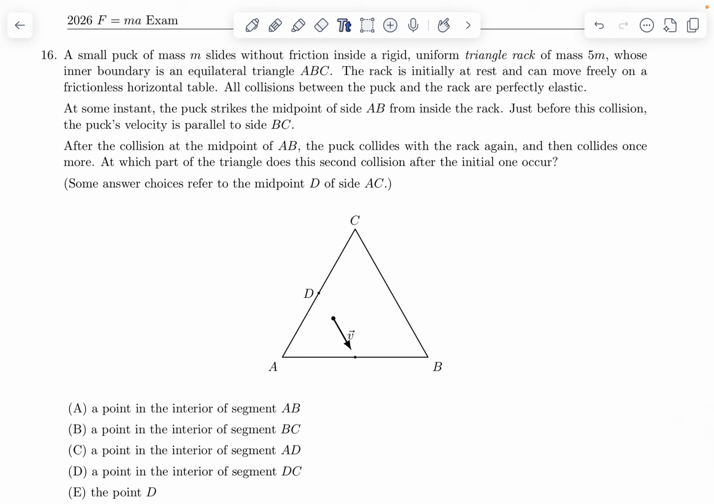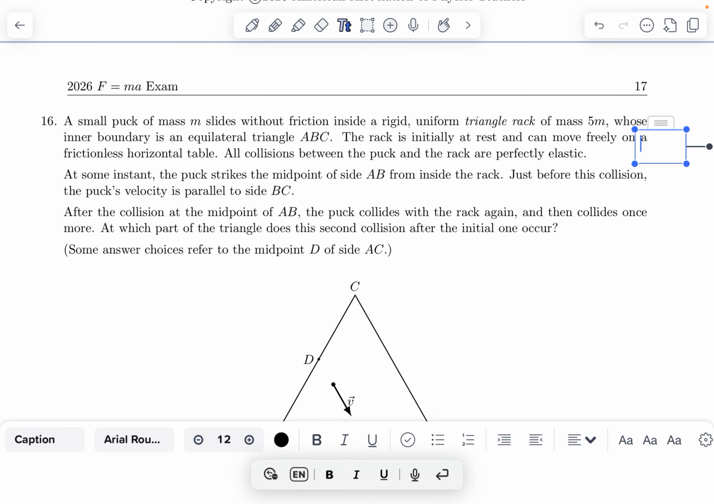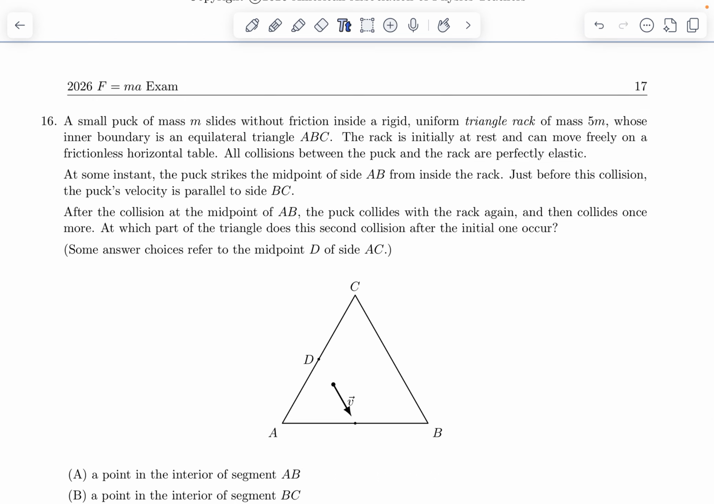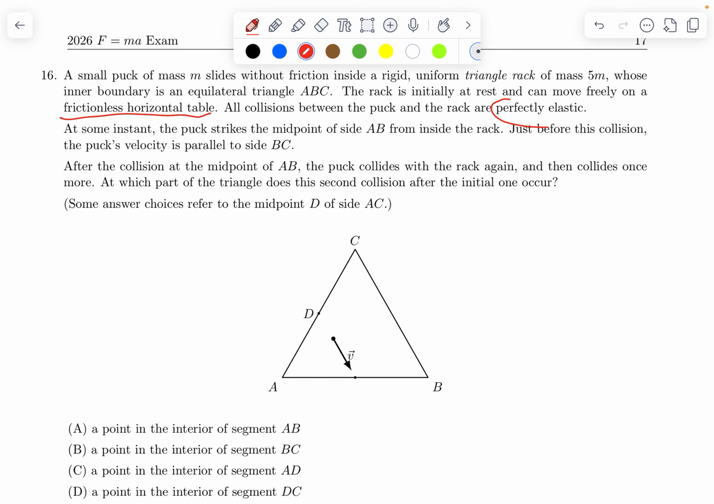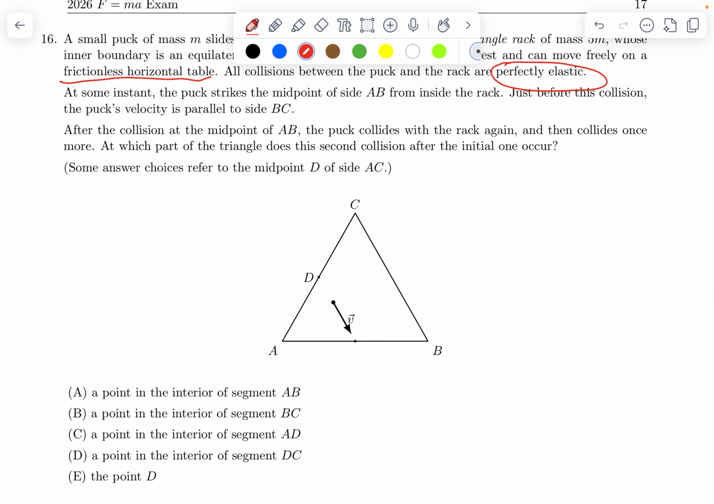So let's start by reading the problem. A small puck of mass m slides without friction inside a rigid, uniform triangle rack of mass 5m, whose inner boundary is an equilateral triangle ABC. The rack is initially at rest and can move freely on a frictionless horizontal table. All collisions between the puck and the rack are perfectly elastic. At some instant, the puck strikes the midpoint of side AB from inside the rack. Just before this collision, the puck's velocity is parallel to side BC. After the collision at the midpoint of AB, the puck collides with the rack again and then collides once more. At which part of the triangle does a second collision after the initial one occur?